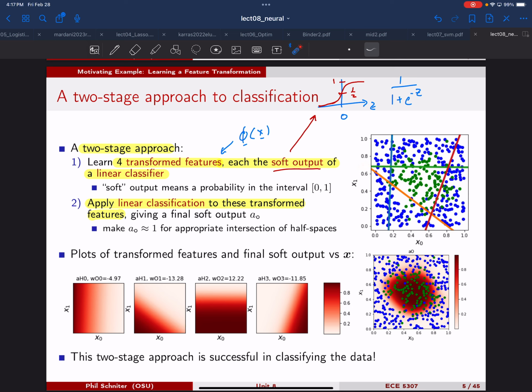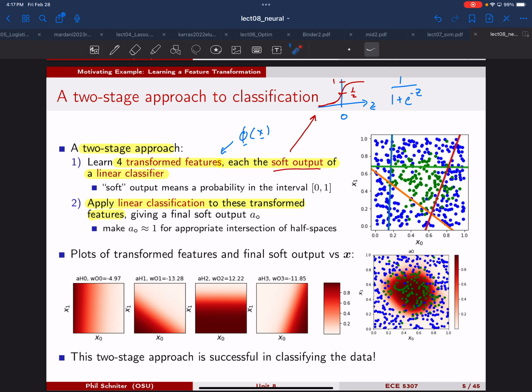Okay, so again, what we're saying is, in this two-stage approach to classification, the first stage is coming up with 4 different linear classifiers. Each one outputs a score, or equivalently, we can put that score through a sigmoid to get a number between 0 and 1, a soft output. And then in the second stage of classification, we use those soft outputs as the transform features, phi, and we put those into a standard linear classifier. That linear classifier is going to output a single soft output. We'll call it AO, O for output.